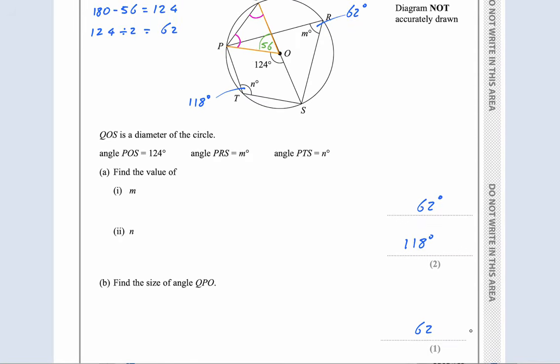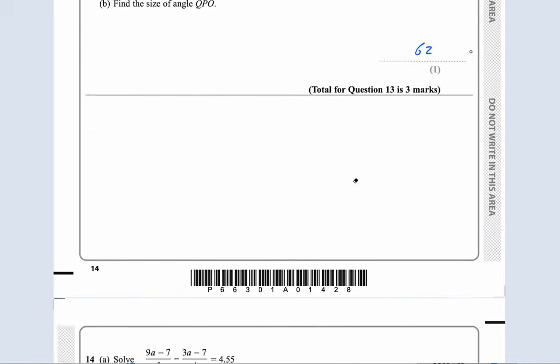Actually, guys, technically, this doesn't have a degree sign because it's n degrees. Anyway, that's just a small thing.